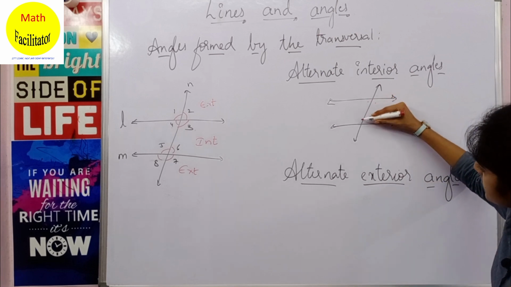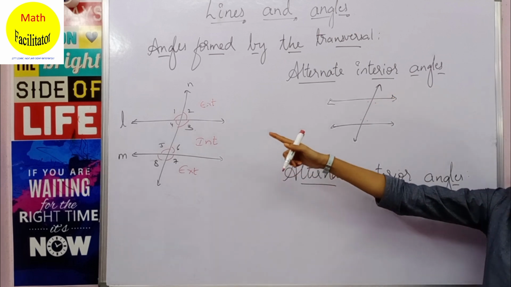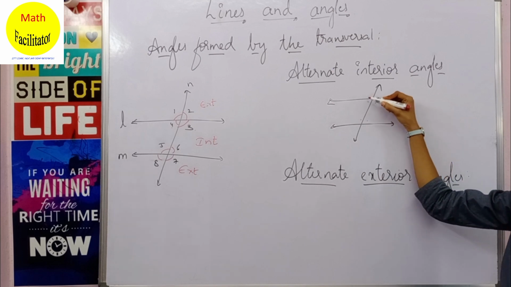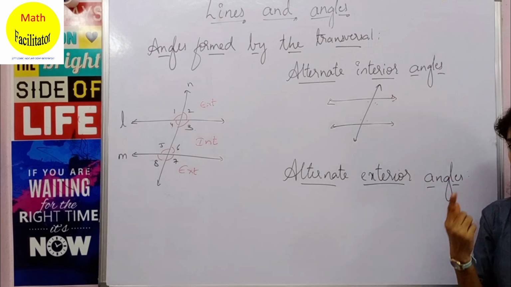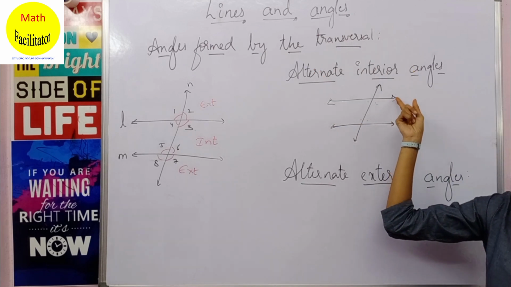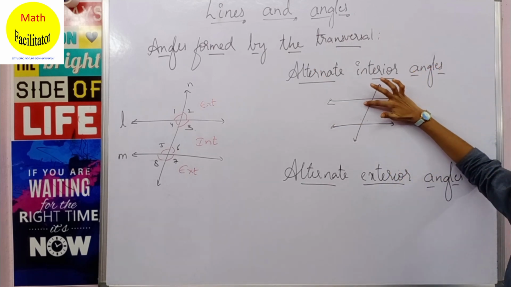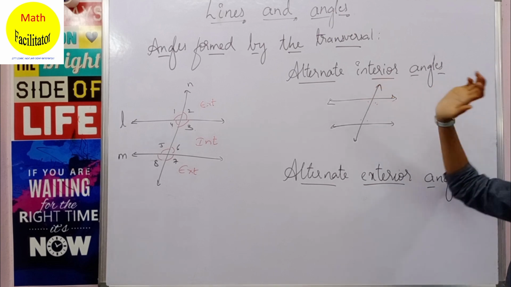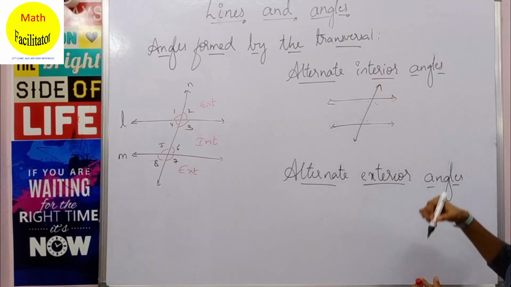Now these are interior angles. You have 4 interior angles, as we have learnt. And which type of interior angles do you want? You want alternate interior angles. That means if one angle is on one side of the transversal, the other angle will be on the other side. So you want opposite angles.